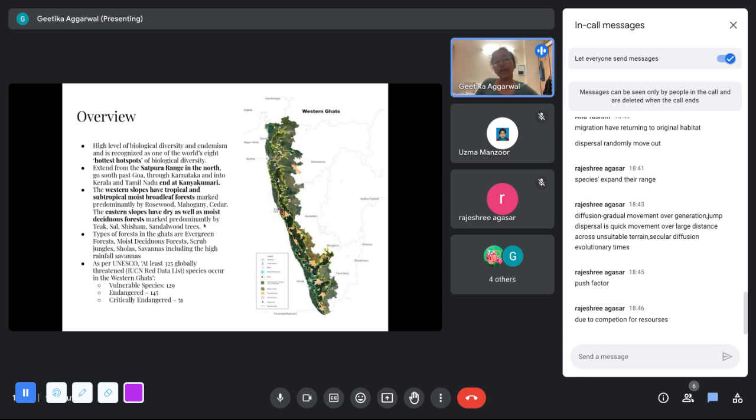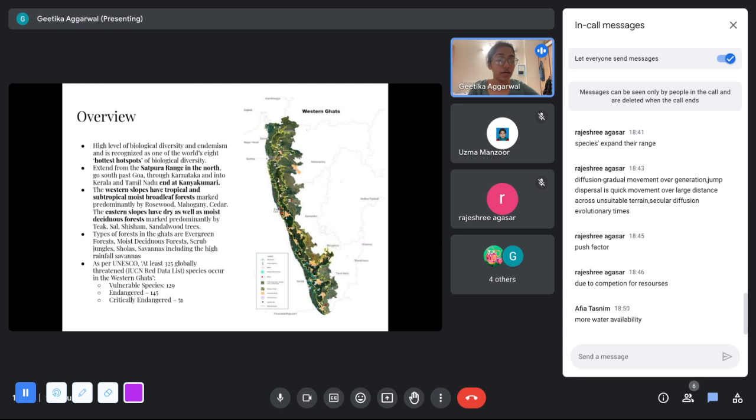Can you guys guess why the western slopes have these broad-leaved, moist forests, but the eastern slopes have the dry deciduous forests? It should be pretty evident to you, maybe, but if it's not, we can discuss it. Can you guys take a guess of why the western slopes would have the moist forests and the eastern slopes would have the dry deciduous forests? Anybody would like to take a guess?